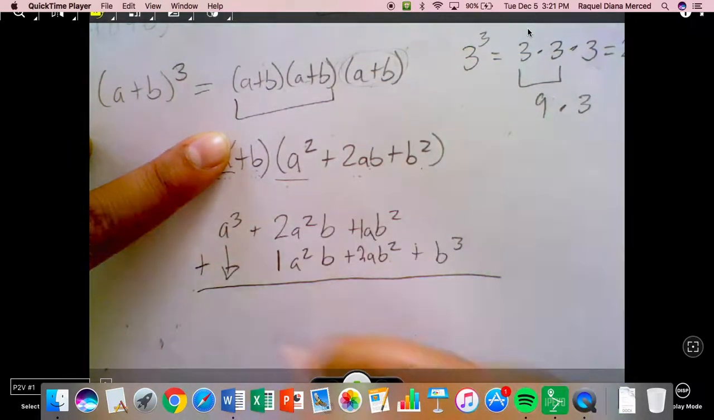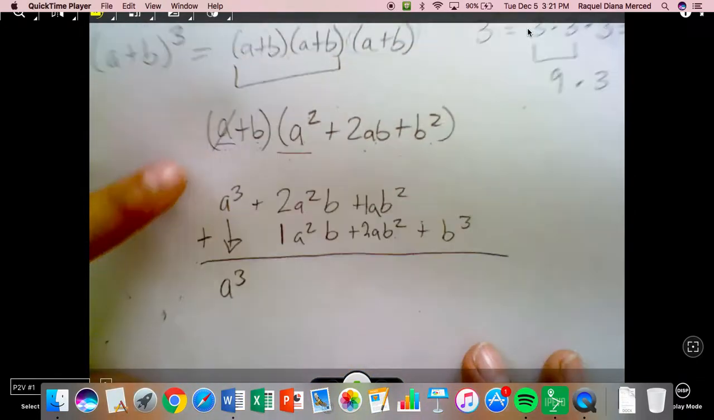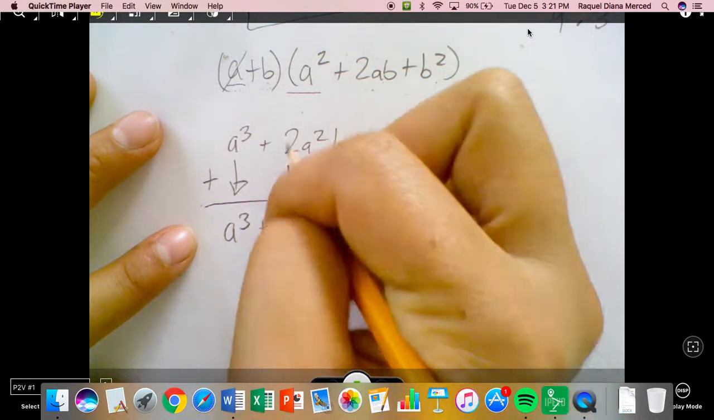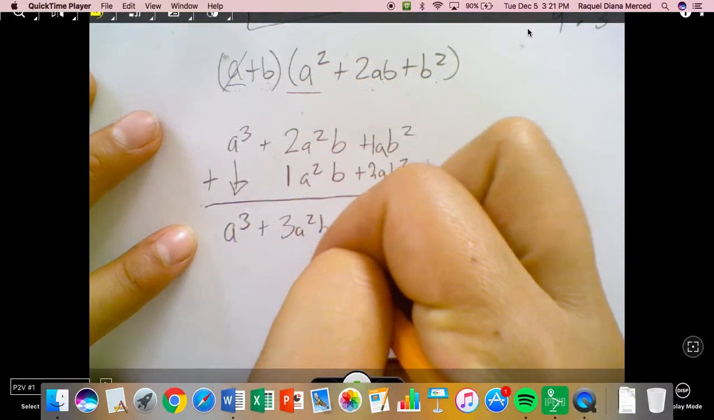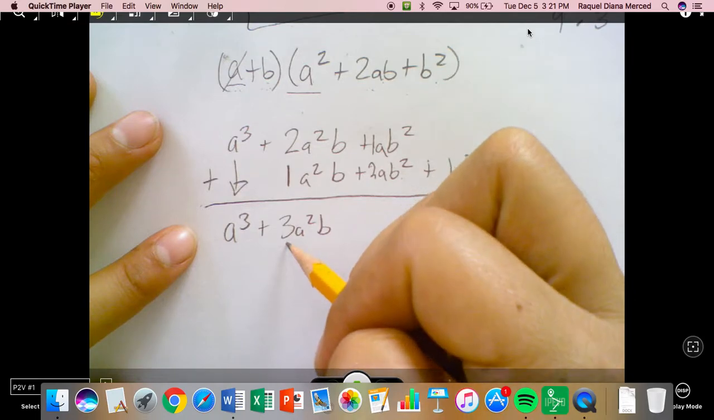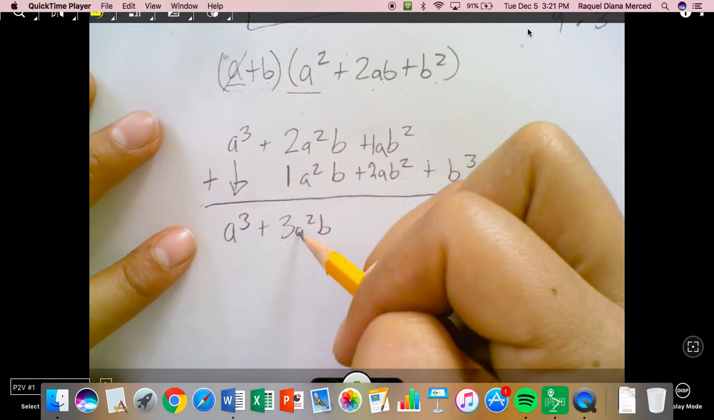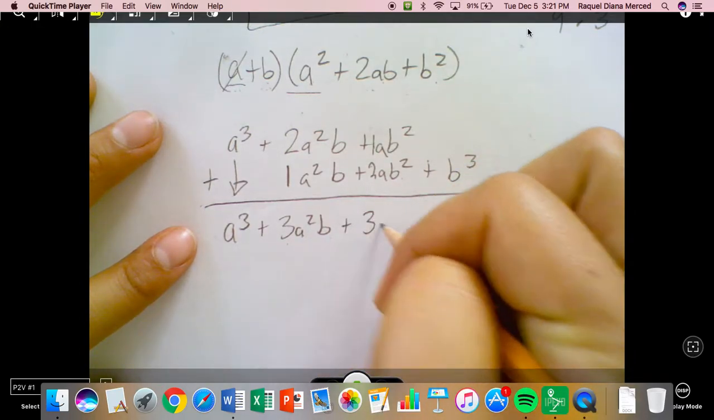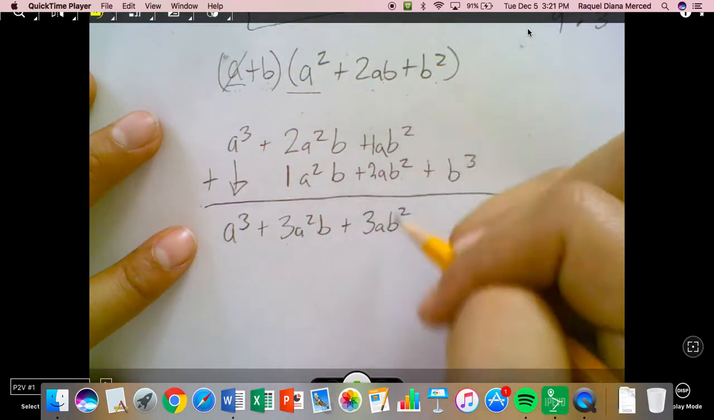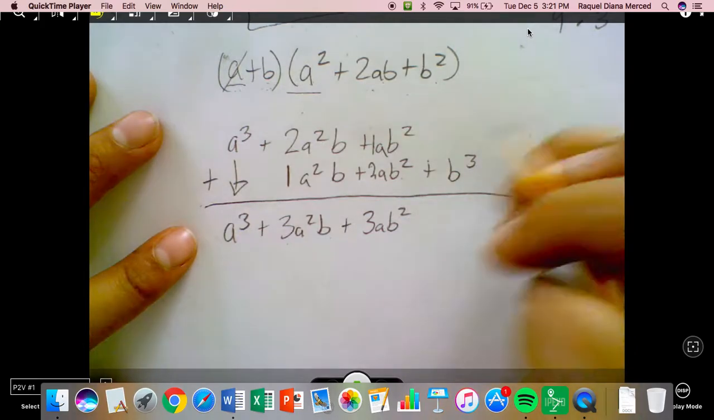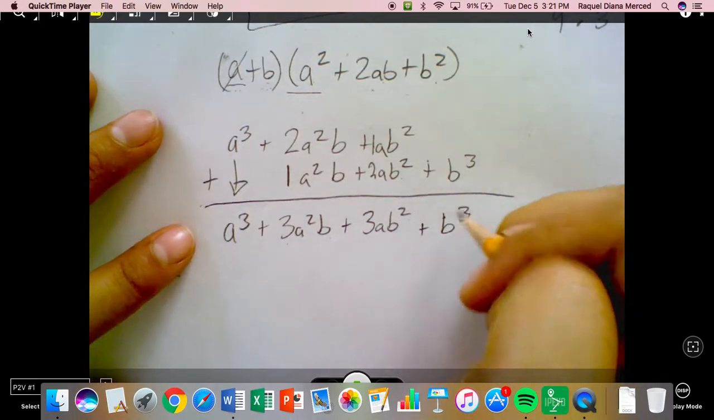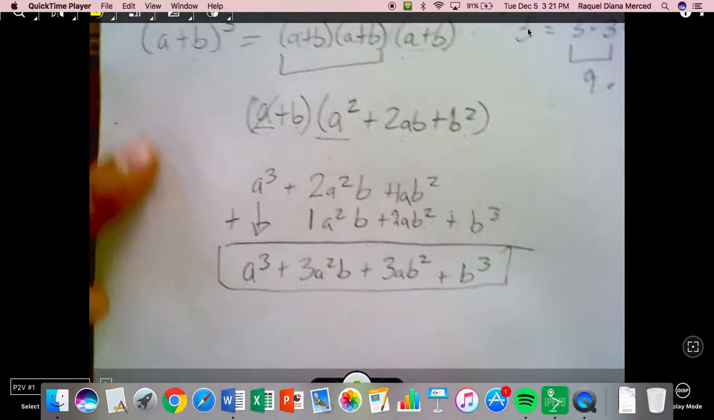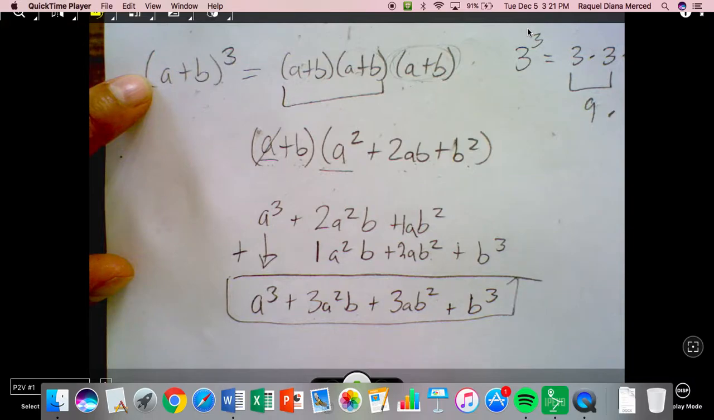And this just helps me to know which terms to add together. So a to the third plus 3a squared b. My coefficients get added, but the exponent stays the same. This is still just a to the second and b plus 3ab squared now. So the b, the coefficient stays the same, plus b to the third. So that is my answer for the original expansion of a plus b to the third.